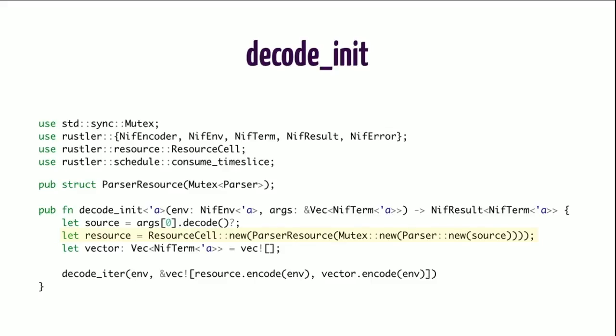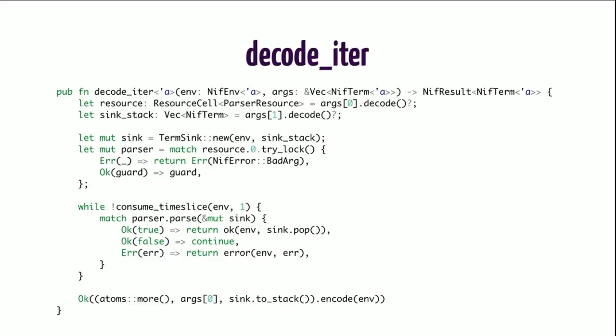And then we create a new empty vector, and we send it into decode iter, which is another NIF. So what we've done here is we've set up the arguments for passing in and calling decode iter by essentially making them up here on our own. So when this gets called, we now have a resource that we can grab, and we can decode that.